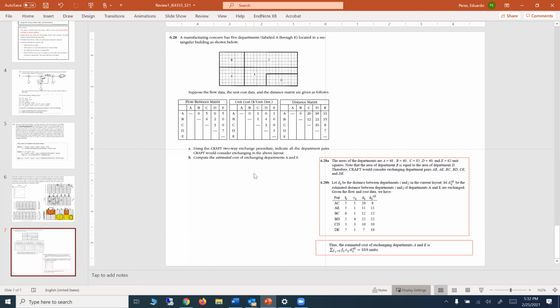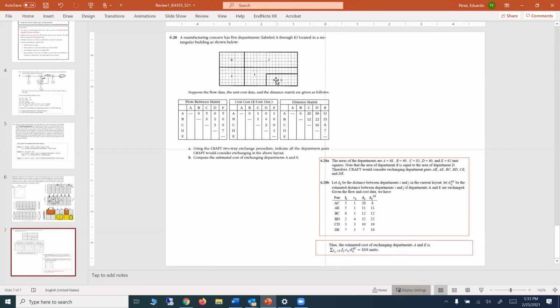To answer this question, you have to remember what we discussed in class, that there are two conditions for classifying a possible two-way exchange. The first condition is that the two departments are sharing one wall. If you look at the current layout, A and B are sharing a wall, so I can consider this for a possible two-way exchange. B and C are also sharing a wall, so B and C can be considered for an exchange. E and C are also sharing a wall, so they can be considered for an exchange. A and E as well, and D and E. Those are easy to identify. You just look at whether or not they're sharing a wall. If they share a wall, they can be considered for a possible two-way exchange.